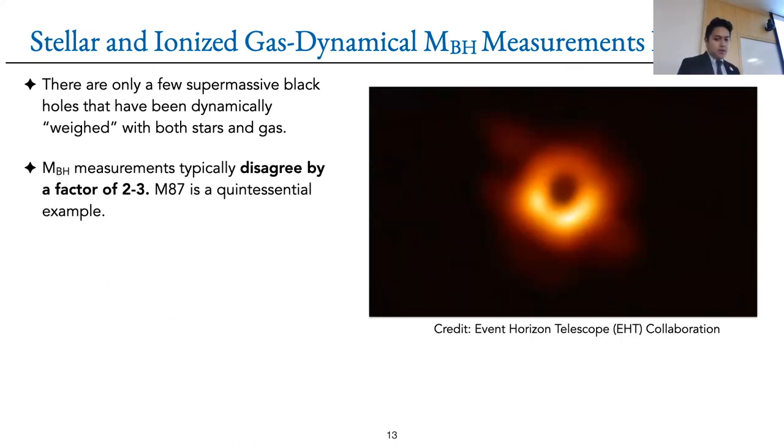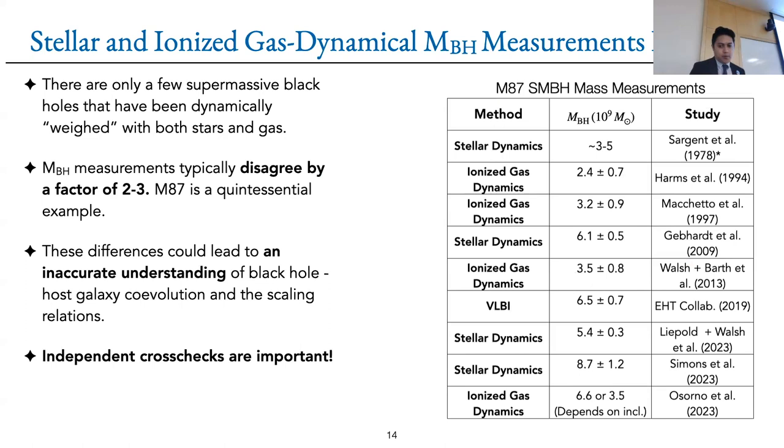A very quintessential example of that is M87. If you look here, I have a table of some of the more notable measurements made of M87's black hole mass over the past 45 years, even as recently as a couple of months ago. And we can see that the black hole mass with ionized gas dynamics are giving answers between like 2.5 to 3.5 billion times the mass of the sun. Stellar dynamical measurements are giving something higher, around 6, 5.5. There's even one that goes as high as 9 billion times the mass of the sun. And so there's clearly some disagreement here.